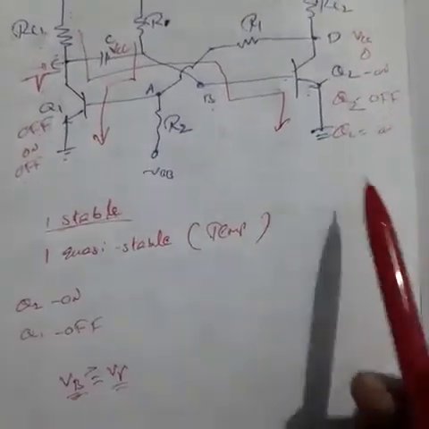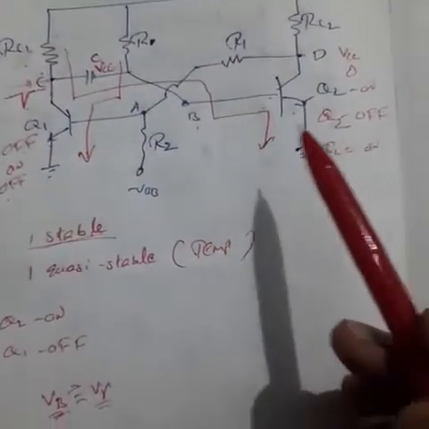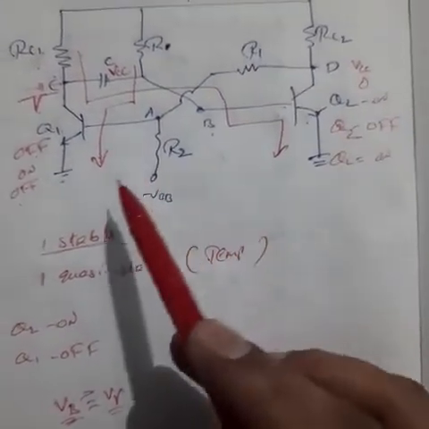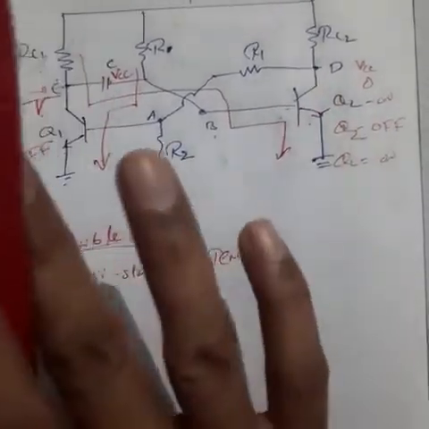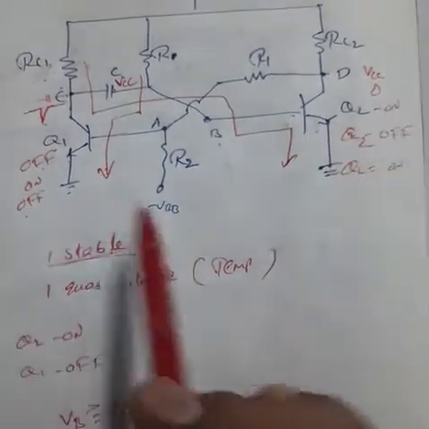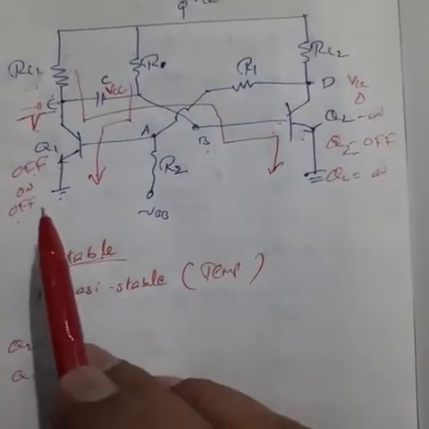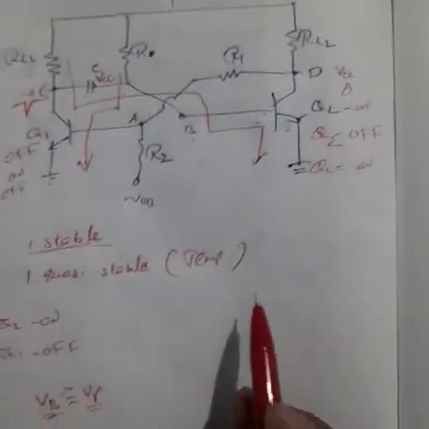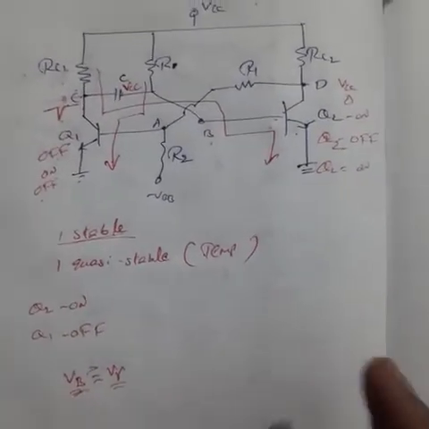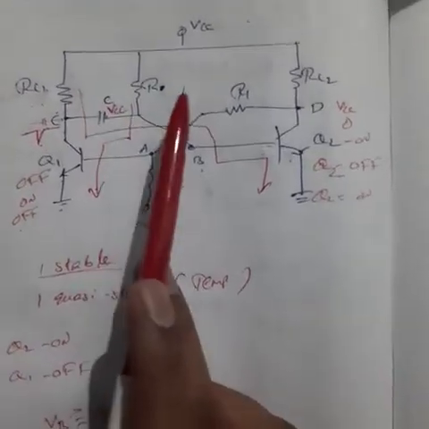Q1 off, Q2 on. When a negative trigger pulse is applied, temporarily Q2 enters the off state and Q1 enters the on state. After some time, automatically without applying any second negative trigger pulse, Q2 enters the on state and Q1 enters the off state. That means we get the original state back. Okay, this is the monostable operation. It has only one stable state and another one is a quasi-stable state.